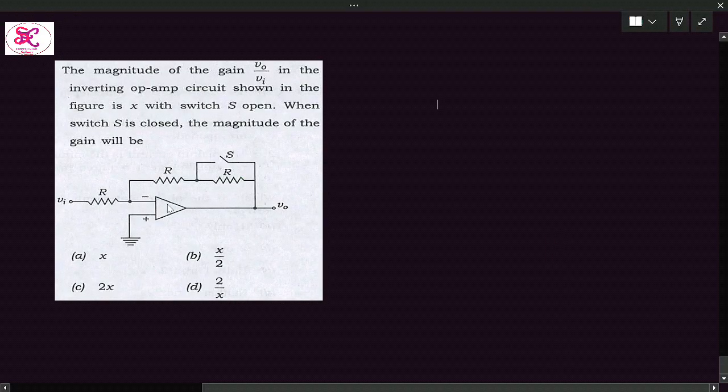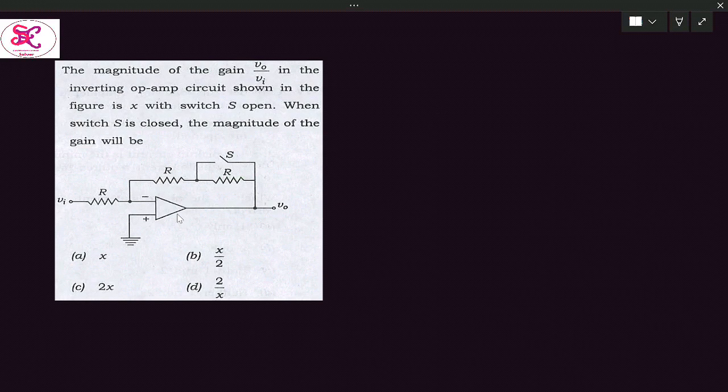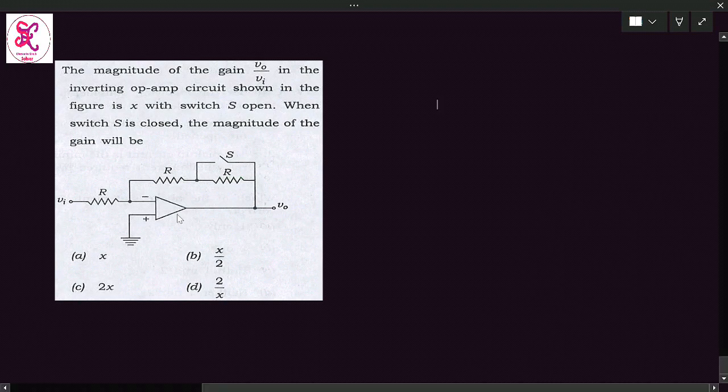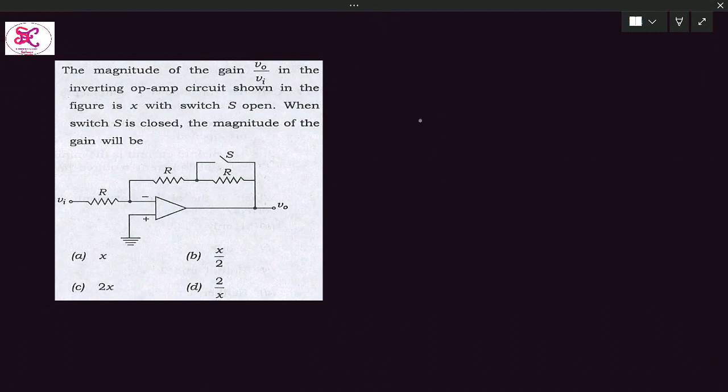In this circuit, input is applied at the inverting terminal. Therefore, this is an inverting amplifier. In this case, we have to consider the condition of the switch: when the switch is open and when the switch is closed. We have to find out the gain for these two conditions. What they said in the problem is that the magnitude of the gain when the switch is open is X, and we have to find out the magnitude of the gain when the switch is closed. Let's start.